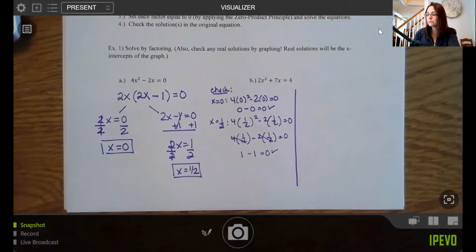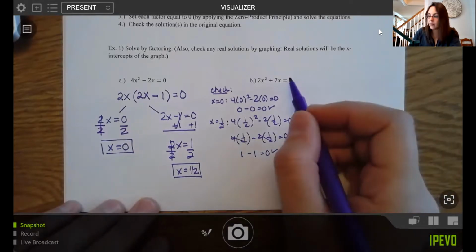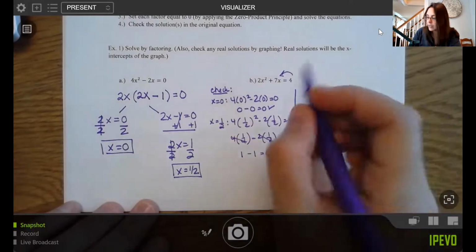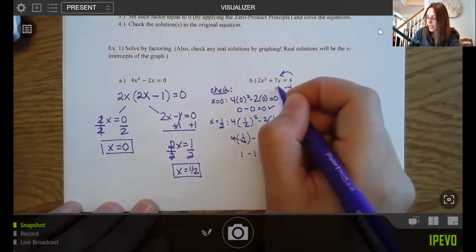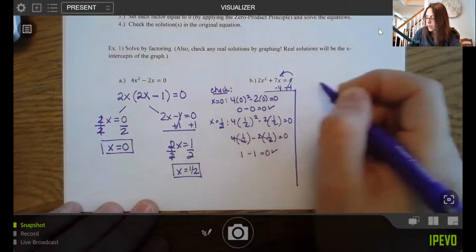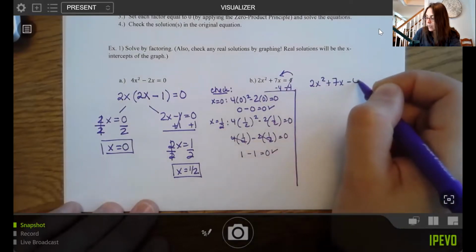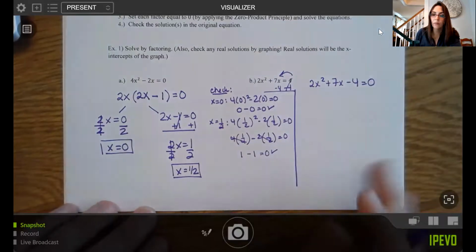Okay, let's do another one. Now remember, your first step is you have to be equal to 0. So the first thing you want to do is bring that 4 over to the other side. So I'm going to subtract it on both sides. And I'm going to start with 2x squared plus 7x minus 4 equals 0.